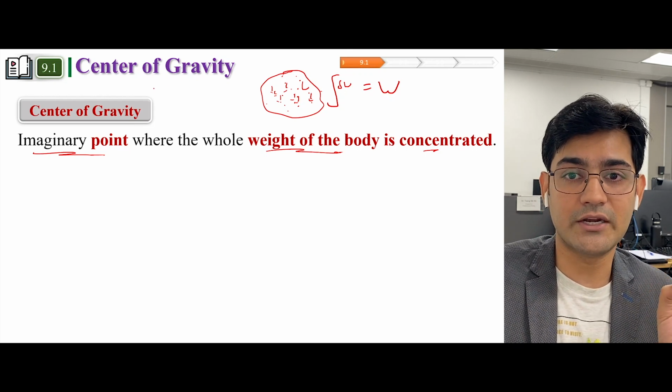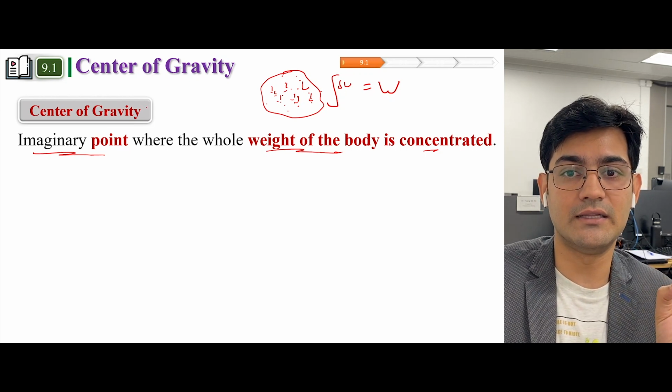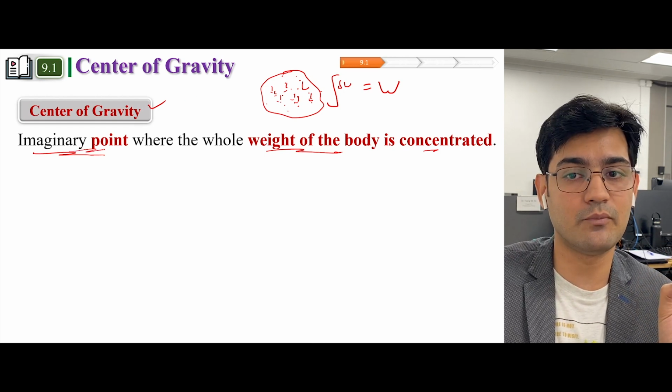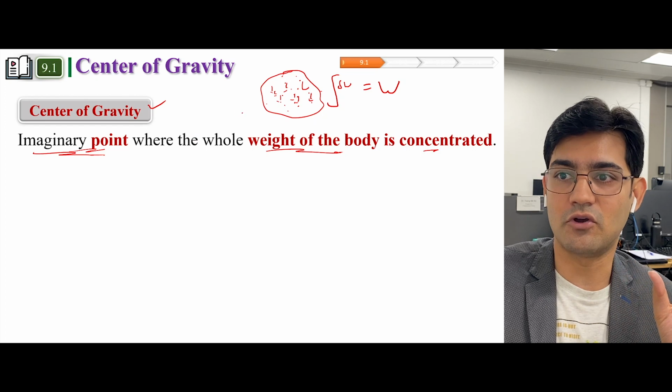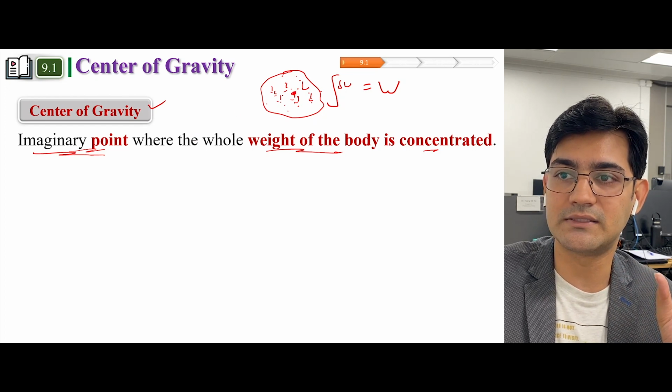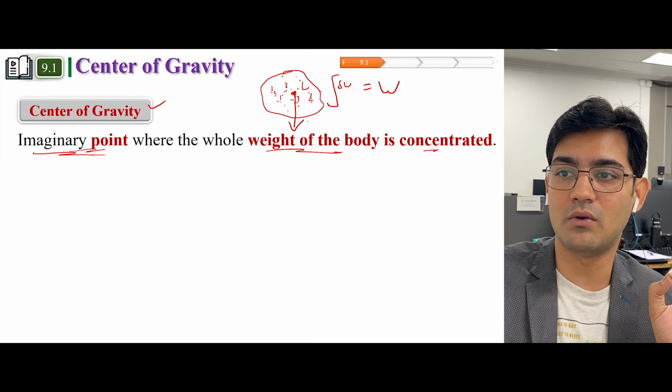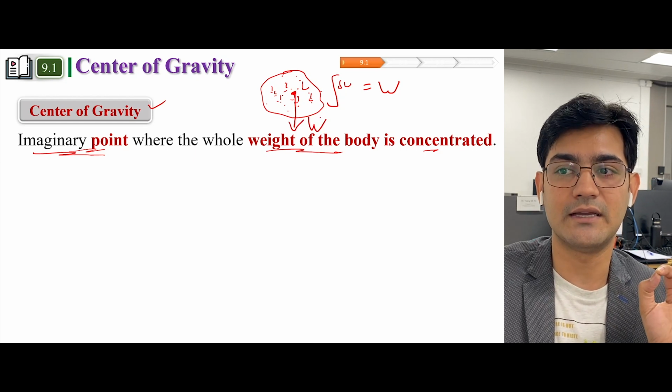Now, what we are interested in is to calculate the center of gravity, which is a center point, an imaginary point, where the whole weight of the body is concentrated. So let's just say it would be somewhere here. So this is that imaginary point where this total weight of the body is acting.